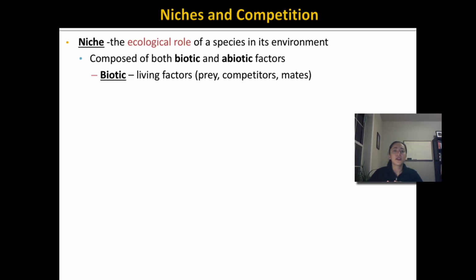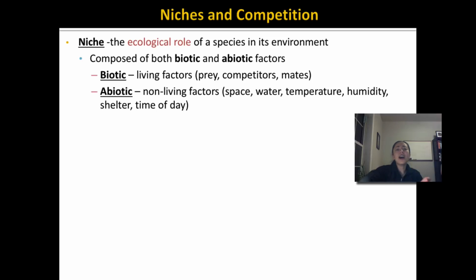Abiotic factors, which make up a niche, are all the non-living factors that an organism needs to survive. This includes things like space, water, certain temperatures, humidity, shelter, and the time of day in which they're active.